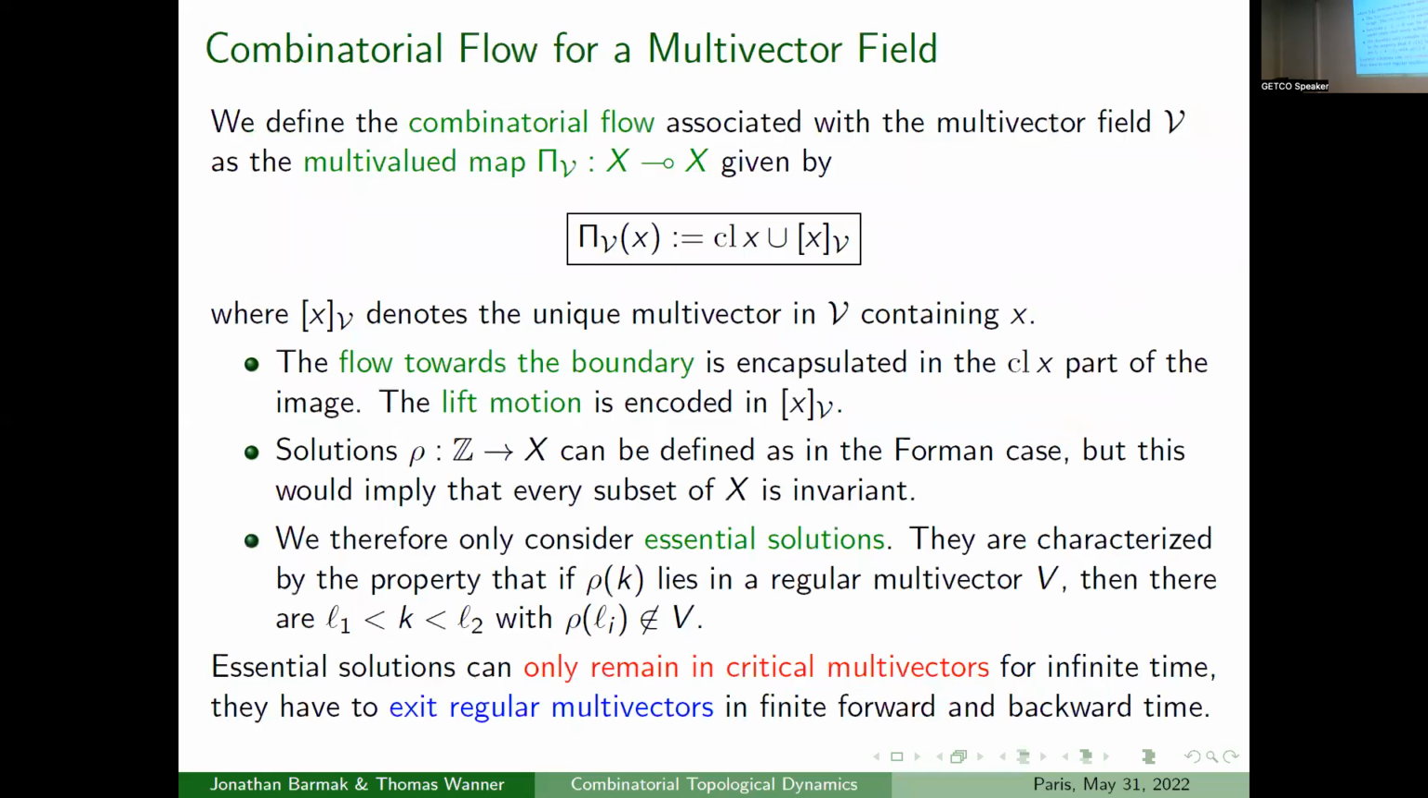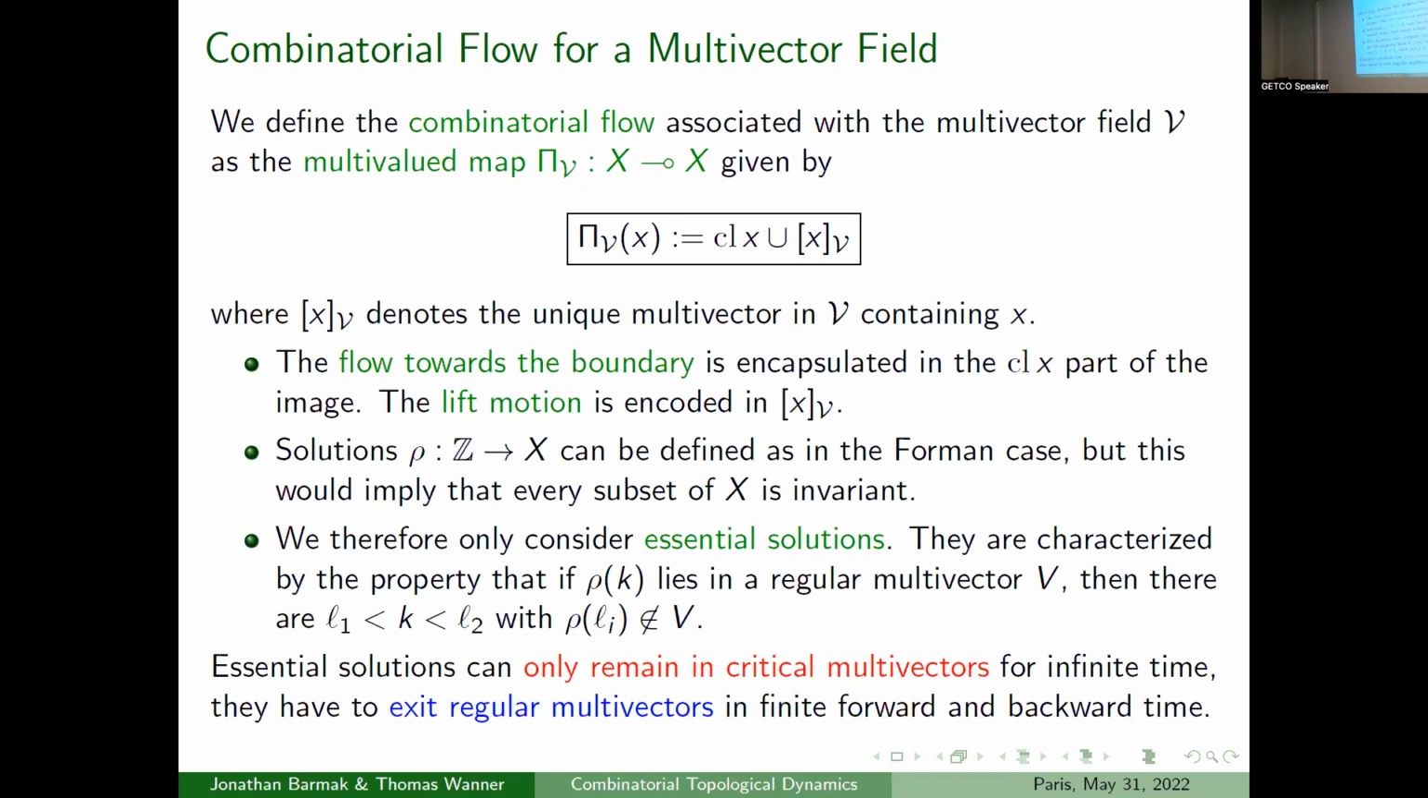Once I have that, I can define the flow map. The flow map actually is much easier. You can define it much more easily in this combinatorial, more general setting than before. If I'm sitting at a point in my finite topological space, where can I go? I have flow towards the boundary, and I have the lift motion through the multivector. So I could either go anywhere in the closure of X, or I can go anywhere within the unique multivector that contains that point X. And now I have my multi-valued map, I can talk about solutions.